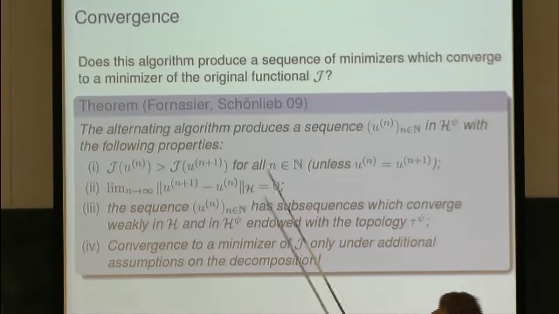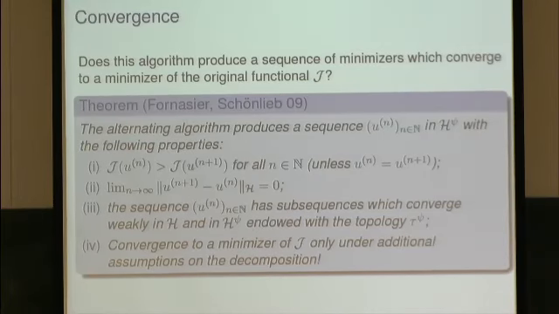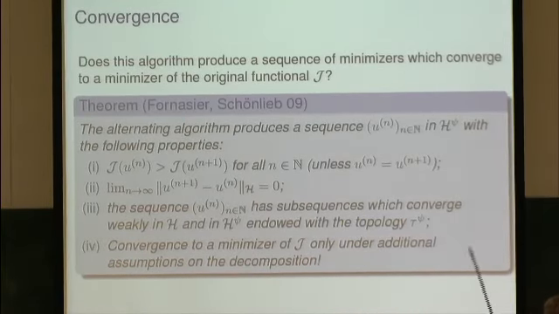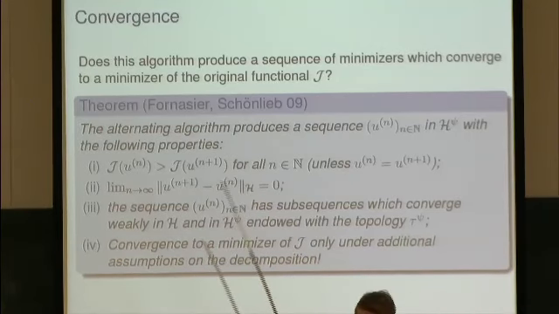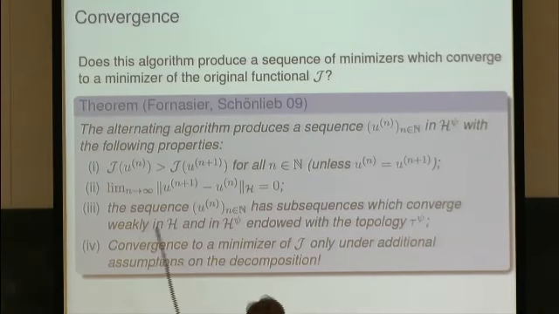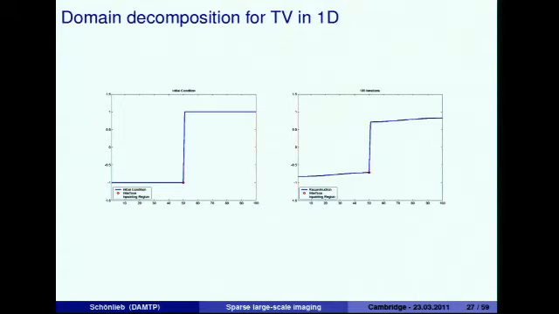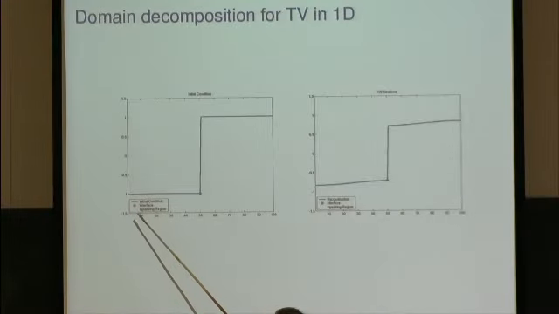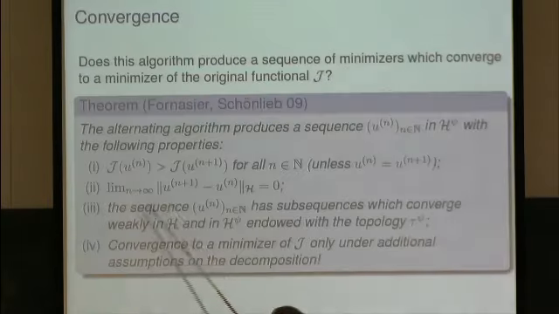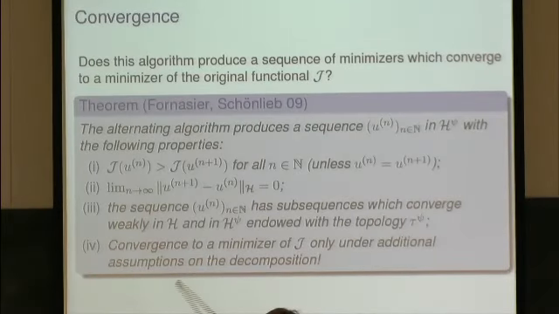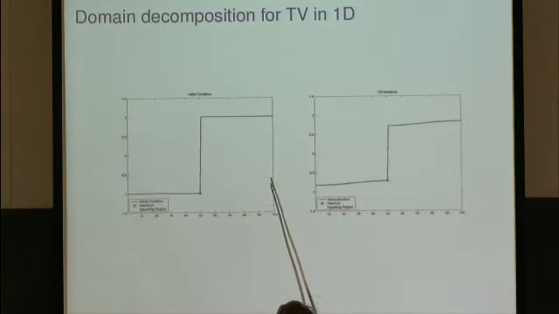But, and that's one of the disadvantages of this decomposition as we have done it right now, the convergence to a minimizer of J is only true under additional assumptions on how we are decomposing. And that's something that we weren't quite so satisfied with. That's why there is also a continuation, but let me first show you some first results. The nice thing, even though we don't have such a good result in theory, is that in practice it still seems to work.